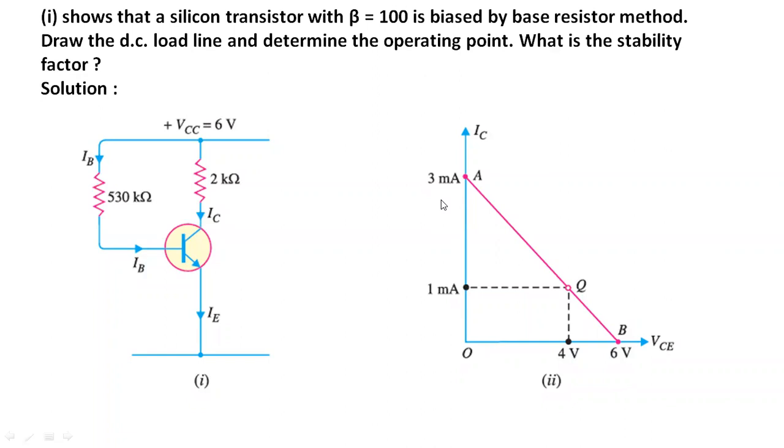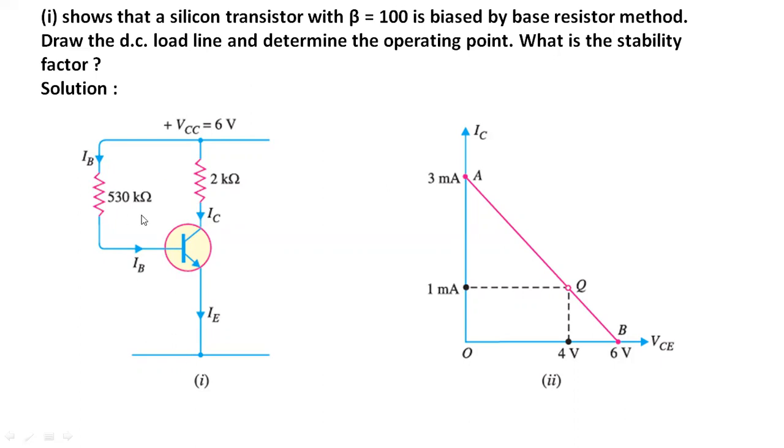Okay, let us see one of the numericals based on the quiescent point and DC load line. Here we have a diagram of a circuit for this transistor with beta equals 100, which is biased by a base resistor. We have to draw the DC load line, determine the operating point, and calculate the stability factor.